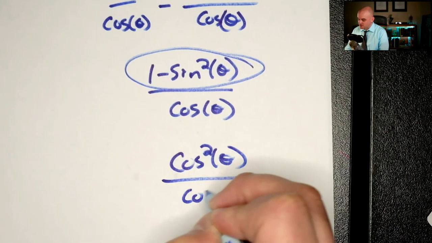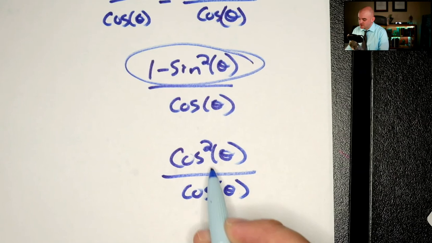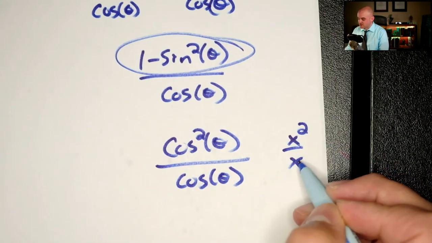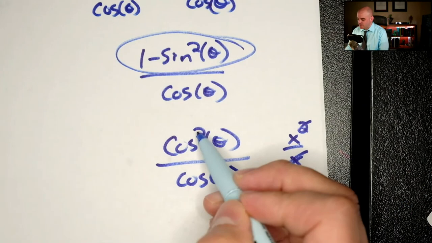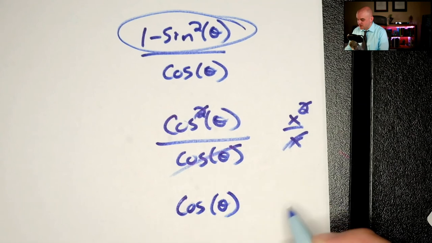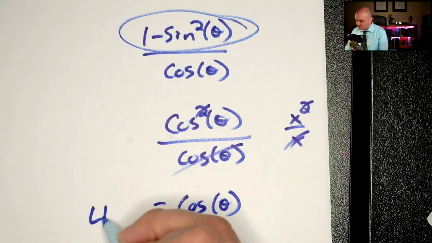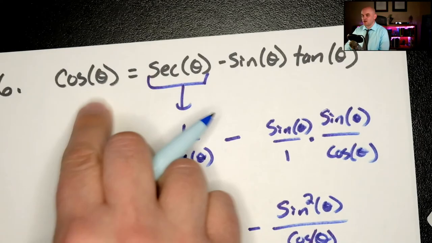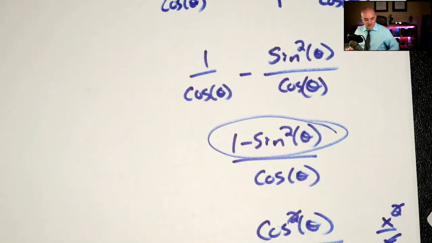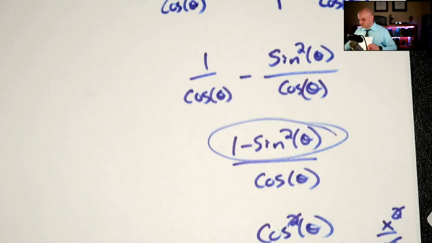It's over cosine. And cosine squared divided by cosine, it's the same thing as when we had x squared over x. One of those x's cancels out. One of these cosines is going to cancel out, leaving me with just the cosine of theta. Hey, guess what? That is the left-hand side of the equation that we started out with there. Okay? So we're done with that one. Let's take a look at number 7.